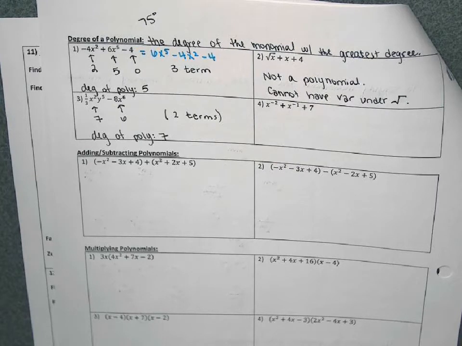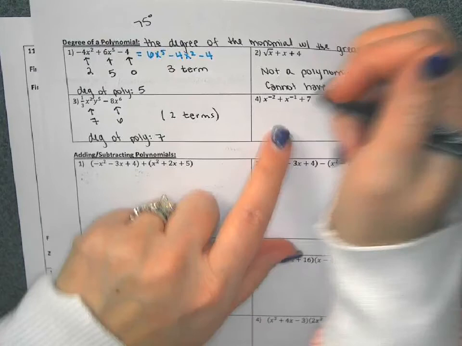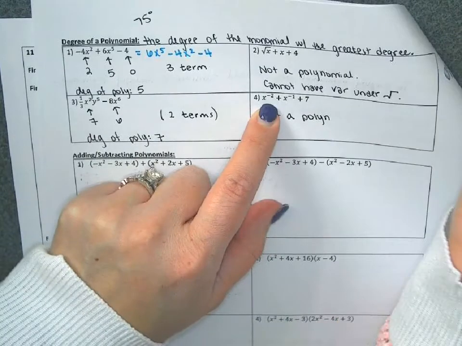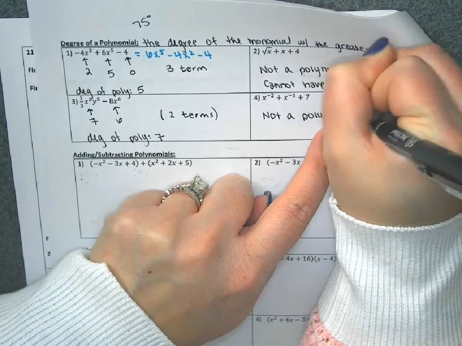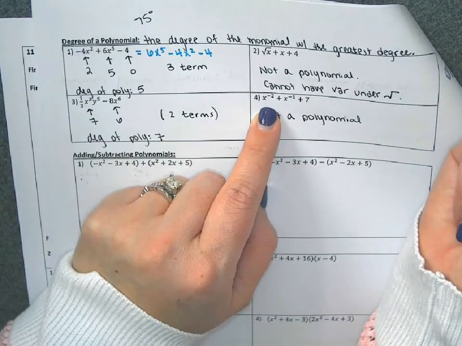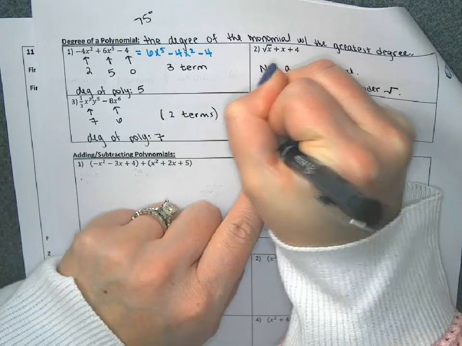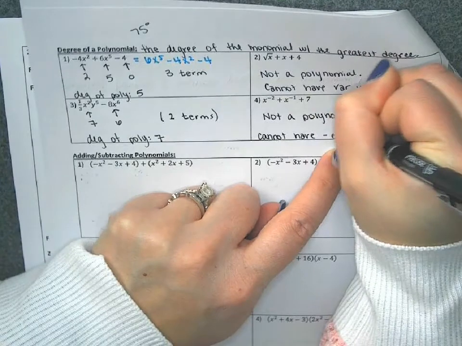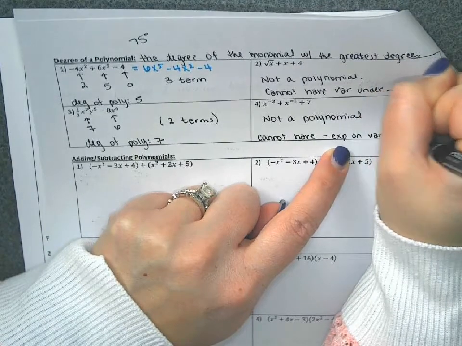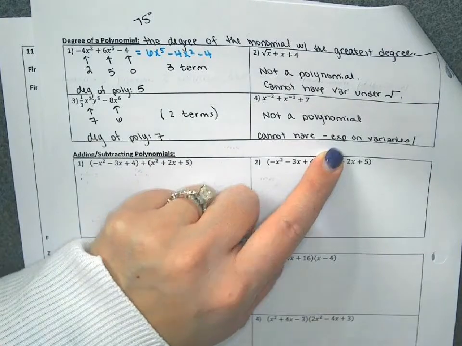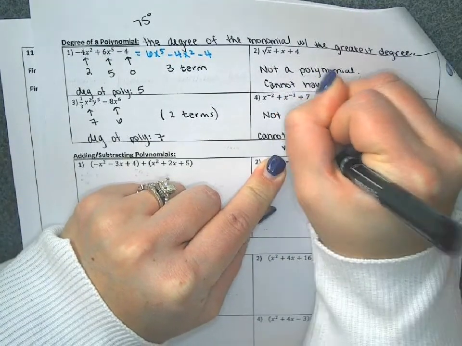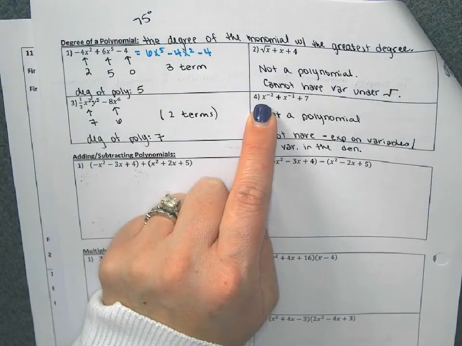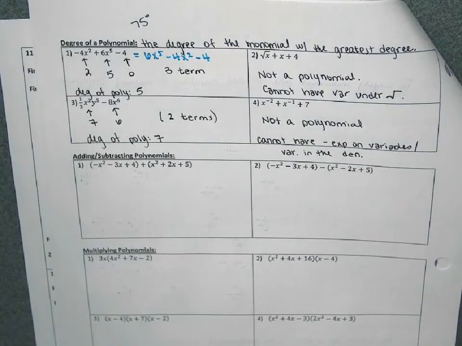All right, so for that last one, this one is not going to be a polynomial. You cannot have negative powers because you would have variables in the denominator. So you cannot have negative exponents on variables or variables in the denominator, which is exactly what that means. That means 1 over x squared. So that means you have a variable in the denominator, which is not allowed. So that's not a polynomial.